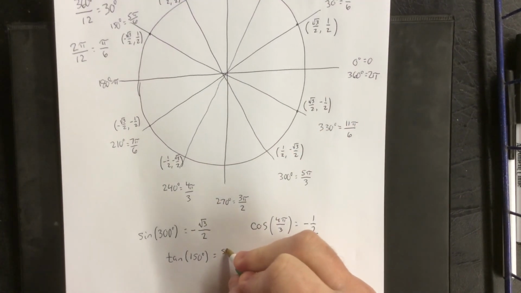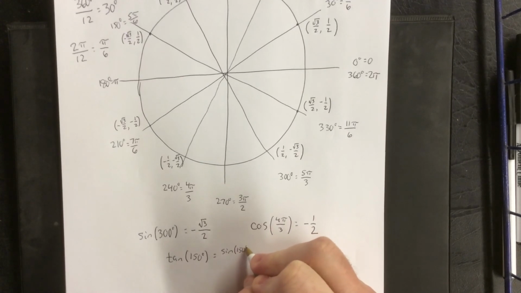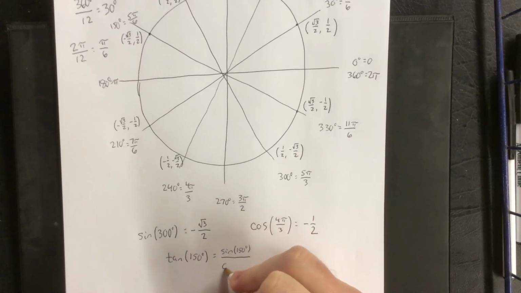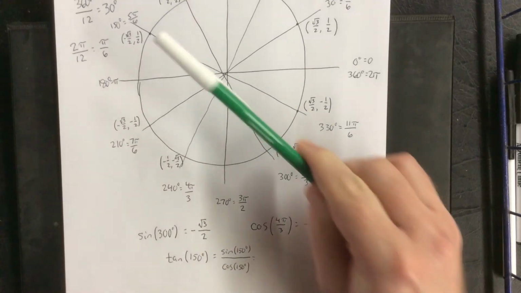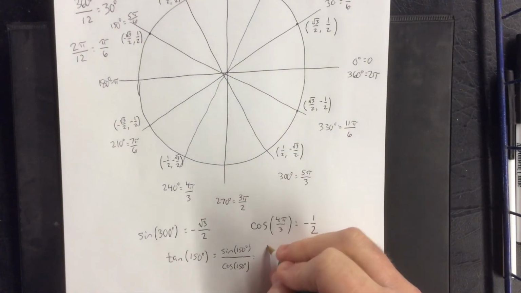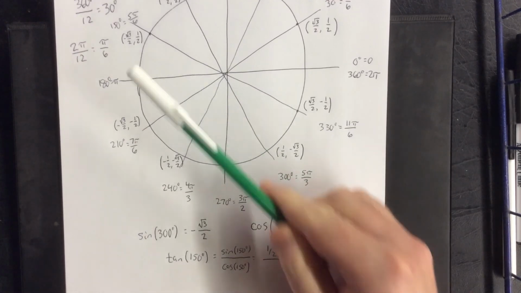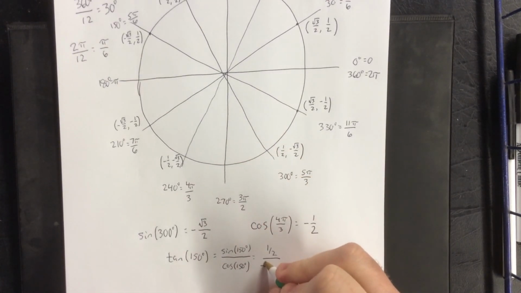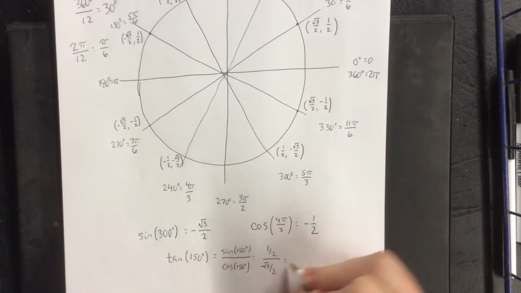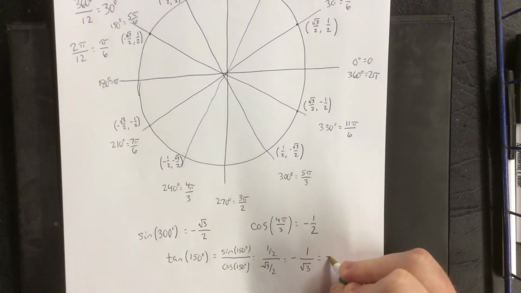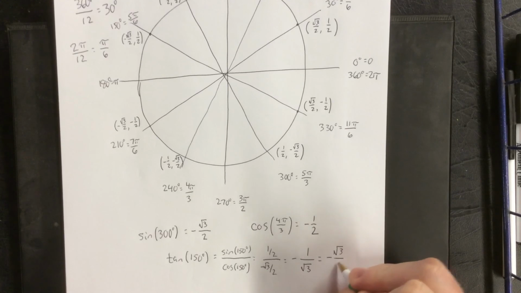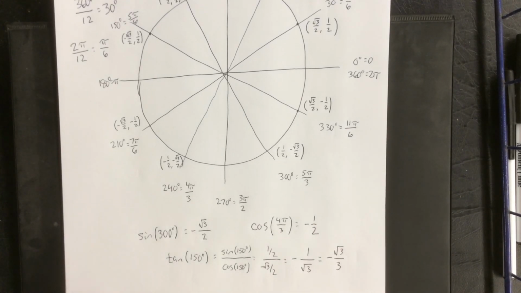This is going to be the sine of 150 degrees divided by the cosine of 150 degrees. Sine is the y-coordinate. That'll be 1/2. Cosine is the x-coordinate. That'll be negative root 3 over 2. The over 2's will cancel out and you'll be left with negative 1 over the square root of 3. Or if you feel like rationalizing the denominator, you could also call that negative root 3 over 3.